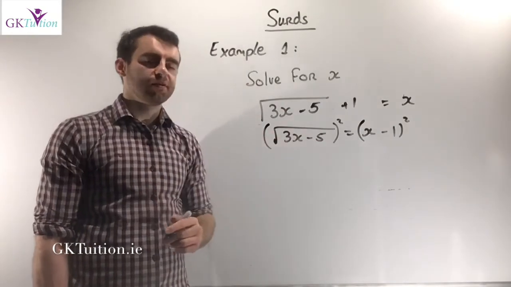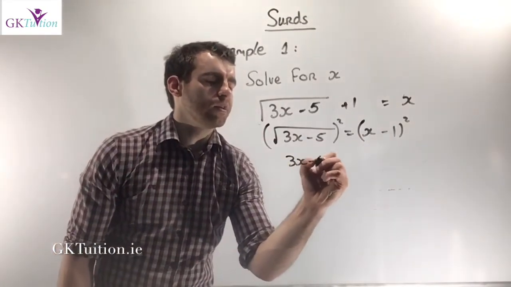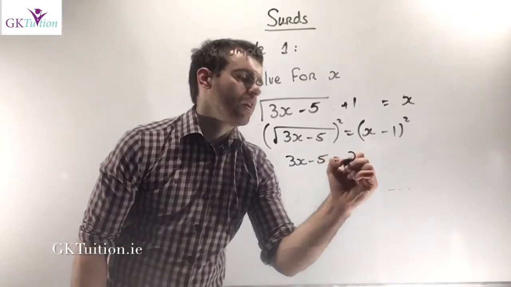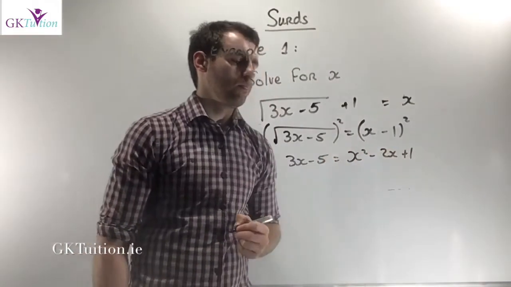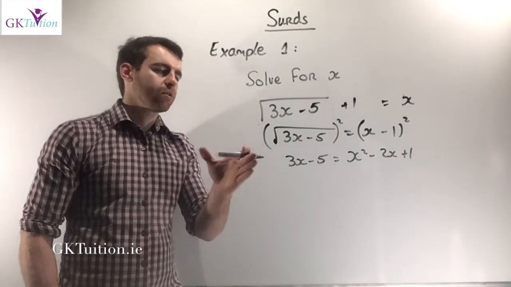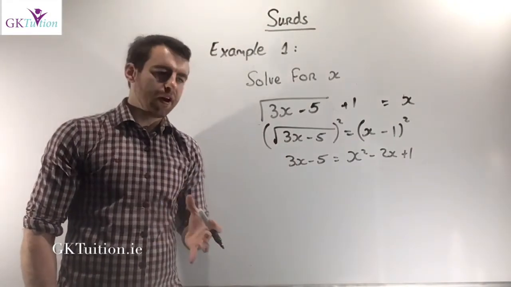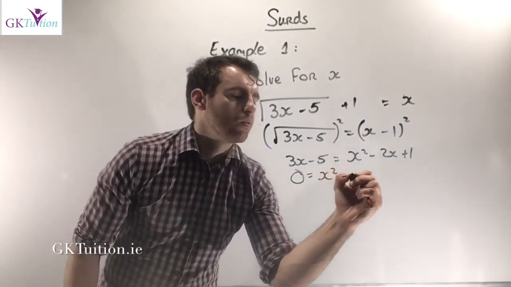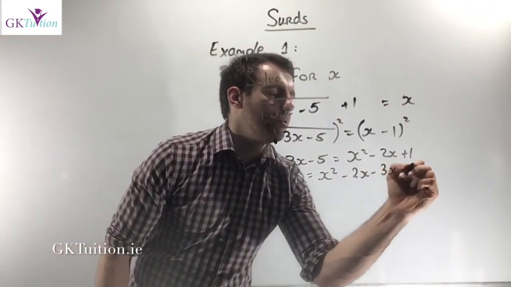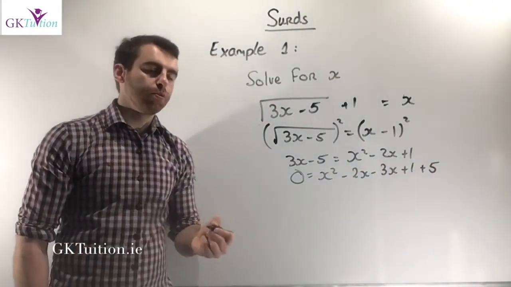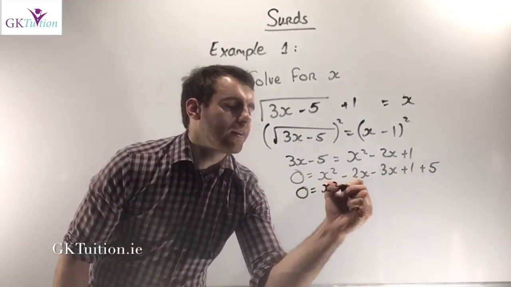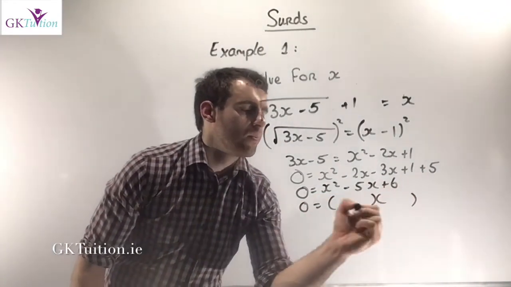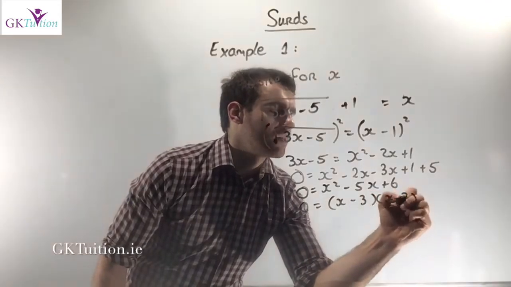The square root of 3x minus 5 squared is simply 3x minus 5. x minus 1 multiplied by x minus 1, if you multiply out your brackets, you will get x squared minus 2x plus 1. So you need to recognize now that you have an x squared, an x, and a number. So what I want to do is move everything to one side because I have a quadratic equation. If I move everything to the right-hand side, I would have x squared minus 2x minus 3x plus 1 plus 5. If I now group all my like terms, my quadratic is in fact x squared minus 5x plus 6. What I can do now is simply factorize. The factors here are x minus 3 times x minus 2.